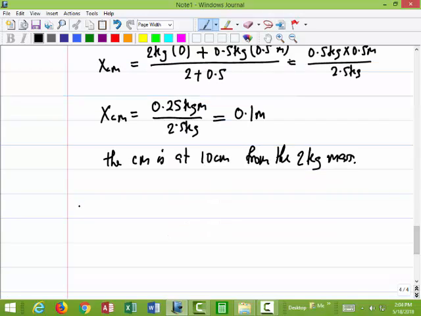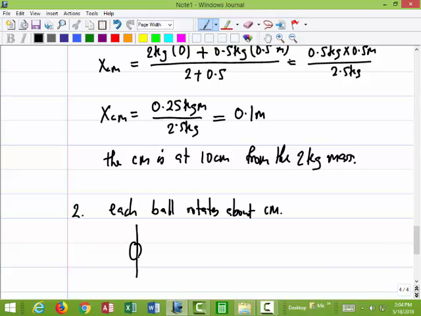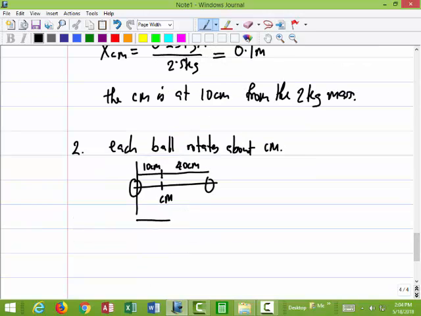Now the second question is to find the rotation of each ball about the center of mass. So this is number 2. Each ball rotates about the center of mass. If you draw a picture again, this is your second ball. This is the center of mass, CM, over here. This distance we said was 10 centimeters, which means that this distance is 40 centimeters. Remember that the whole rod is 50 centimeters long.